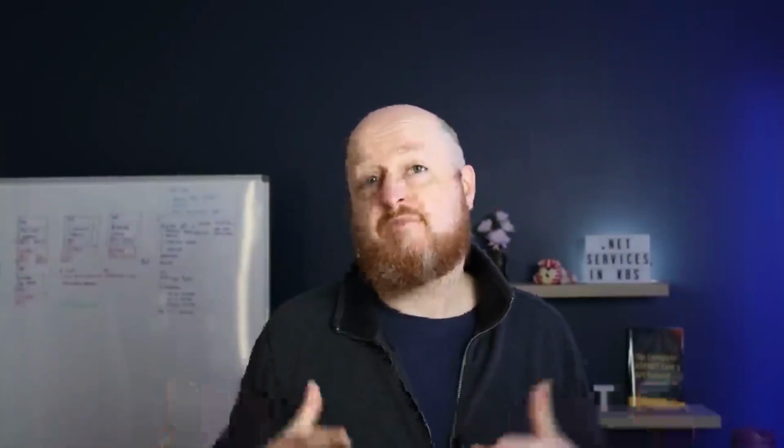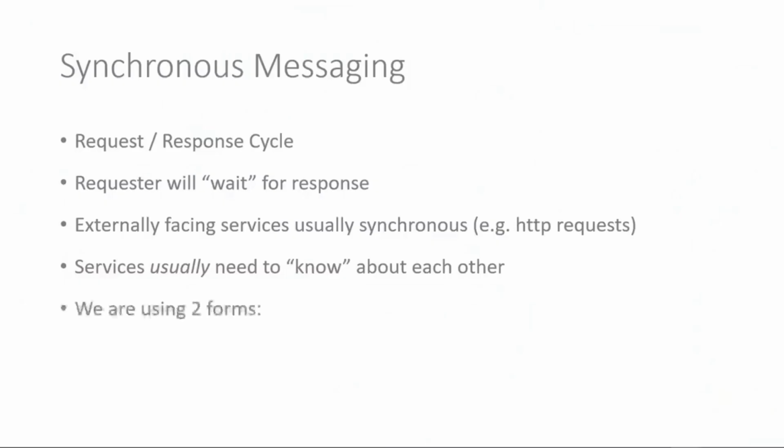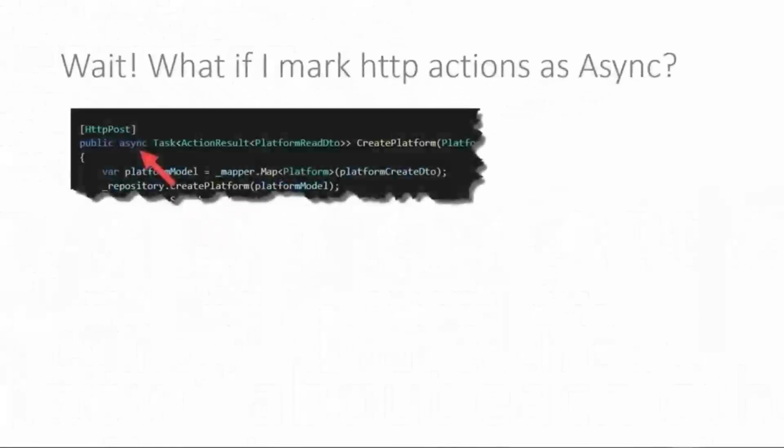You may go, well, why is that? Why is there an issue with that? Well, it becomes a bit of a management overhead. If your service is calling 10 other services, it needs to know exactly where all those 10 services are in order to call them, and it becomes a bit cumbersome. We're going to be using two forms of synchronous messaging today: HTTP, which we'll come on to doing next, and gRPC.